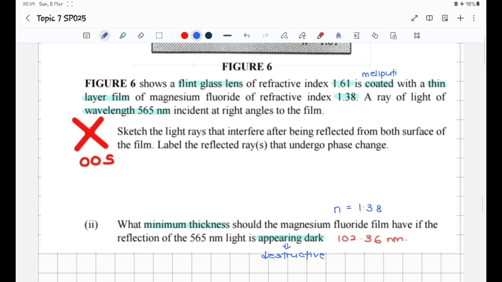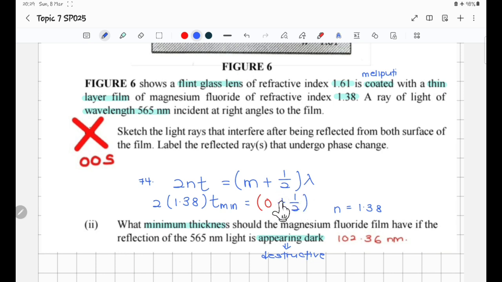Okay, so when we have destructive interference, that means we will be applying equation number 74, which is 2nt equals to m plus half lambda, since it is under first case and we want a destructive interference. Here we already have the refractive index for the thin film, which is the magnesium fluoride 1.38, and this is the t that we want to find, the minimum t. So minimum thickness will correspond to the lowest number of order, and since the equation is m plus half, that means the lowest number of order will be 0.